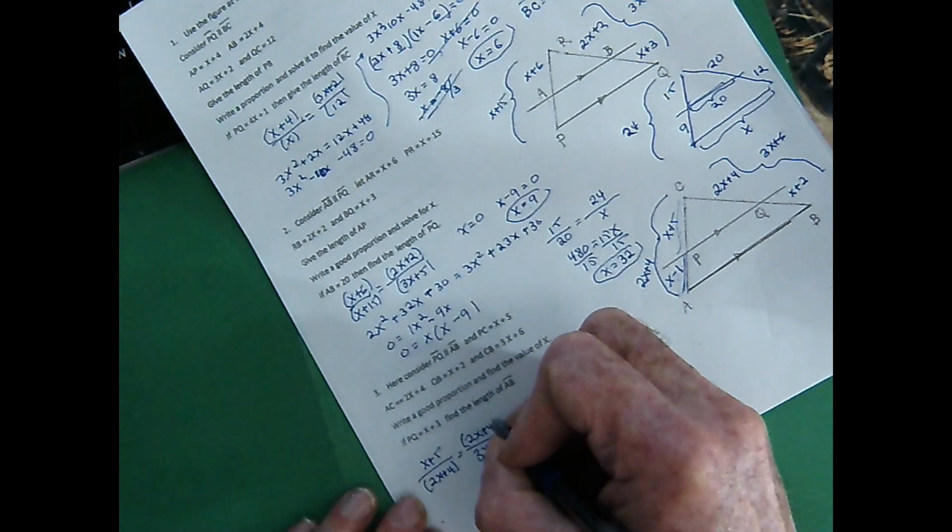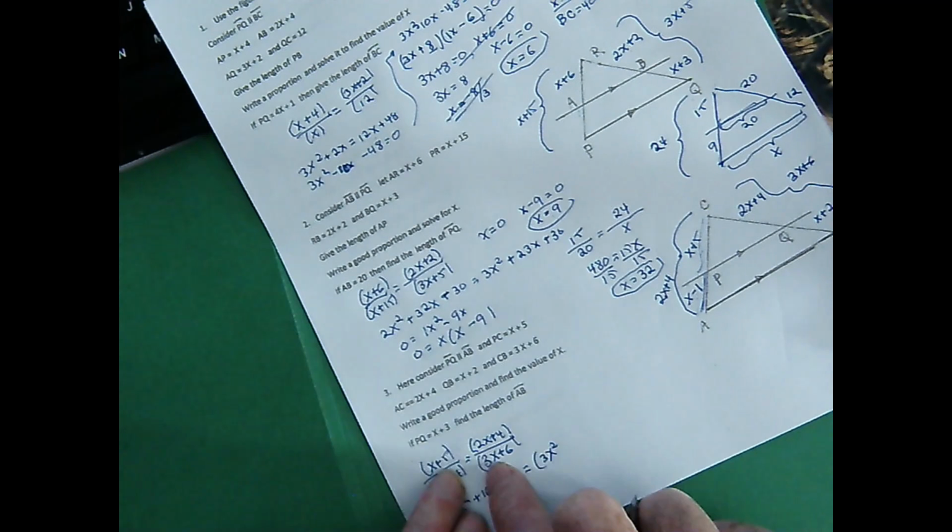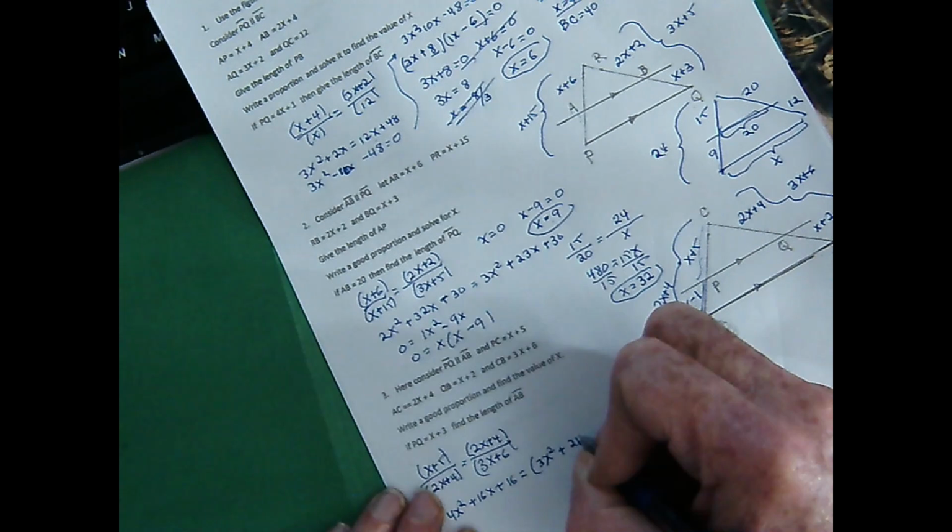Should equal, now let's get the product of the extremes. This one and this one. I don't need the parentheses. There. 3x squared. Outside terms 6x. Inside terms 15x. 3x and 5. So 6x and 15x, that's 21, I think. Yep. 21x. And last times last plus 30. And let's set this bad boy equal to 0.